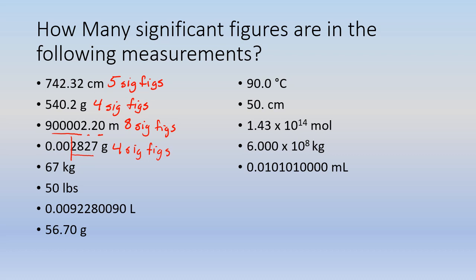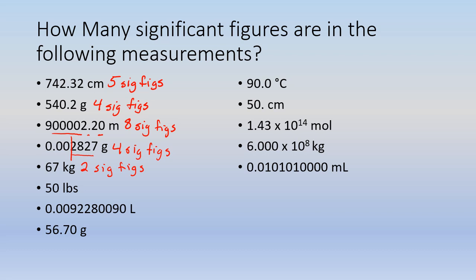On to the next one. The next one says 67 kilograms. We know that any non-zero digits are significant, so there are 2 significant figures here, no zeros to worry about. 67 kilograms has 2 sig figs.